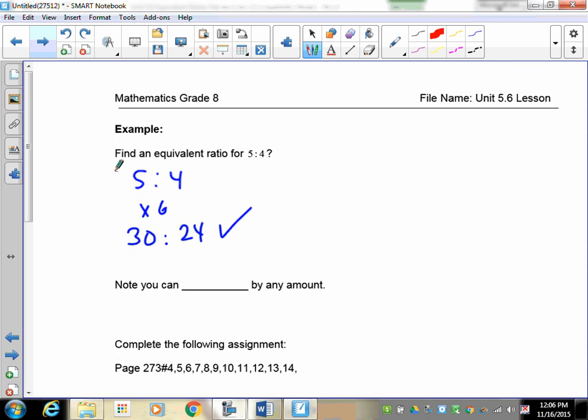So to create an equivalent ratio, you can multiply by any amount. Now, what I mean by any amount is that you got to make sure you don't turn it into a decimal. Right? We don't do that at this stage. Okay, there are ratios with decimals later, but not right now. So you have to multiply by a whole number.